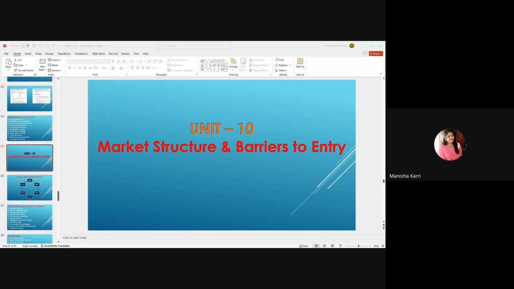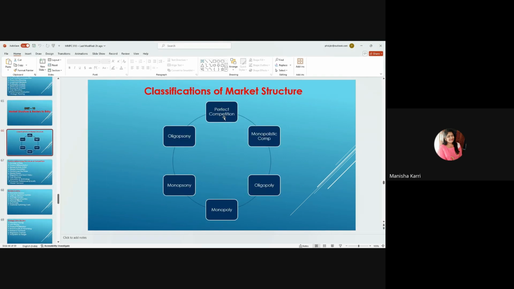Here are some main classifications. Generally, these four are the main market classifications. These two, monopsony and oligopsony, are used very rarely. This is a very rare case. So let us discuss the classifications of market structure.